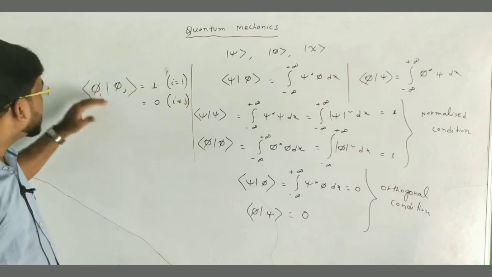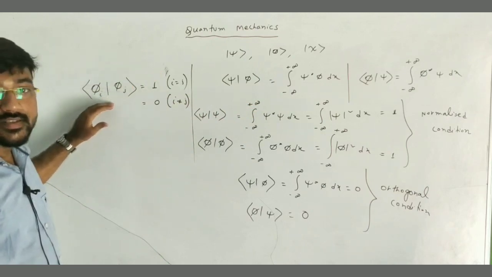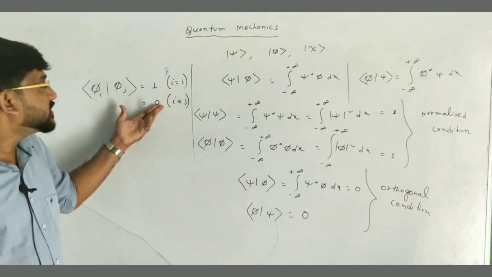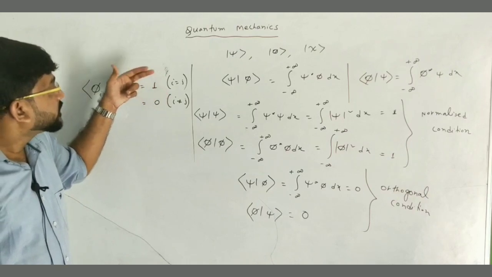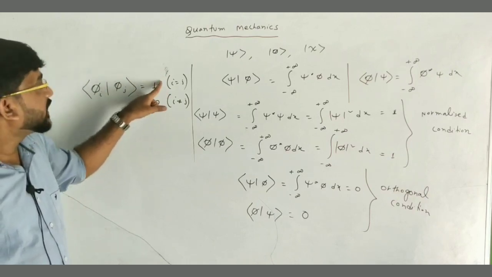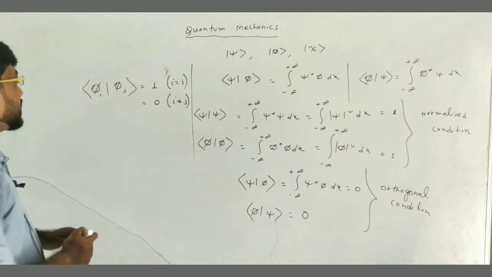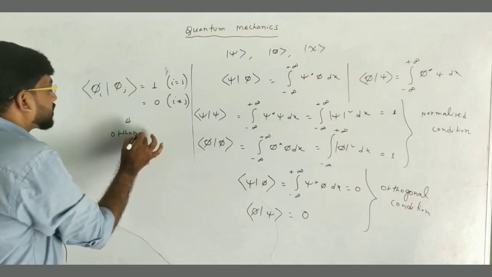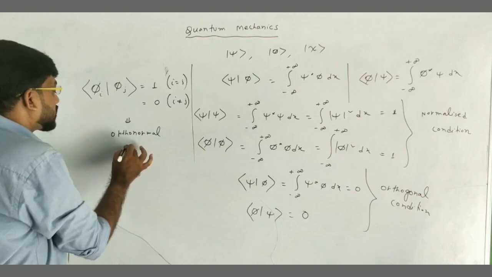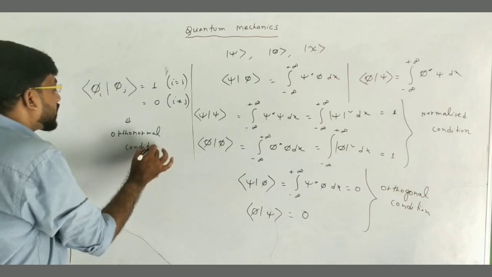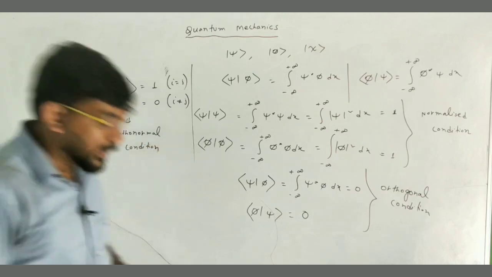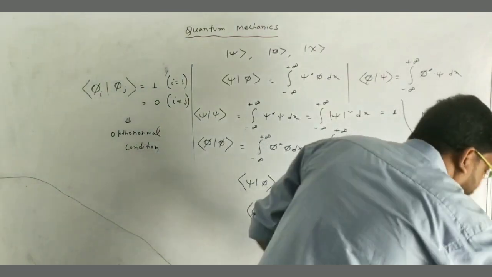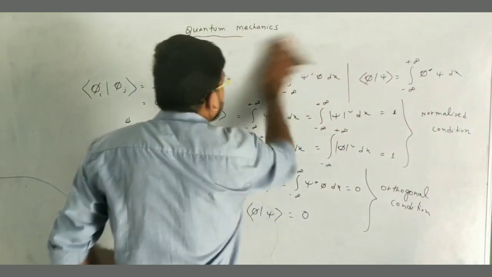So in general we can say about the scalar product, maybe it is 1 or it is 0. It will be 1 when the two wave functions are the same, and it will be 0 when the two wave functions are different. So this is the orthogonal condition and this is the normalized condition, and together we can say this is the orthonormal condition. Okay. So this is basically delta ij, you know. So we can write it in this way. Now, you can see.